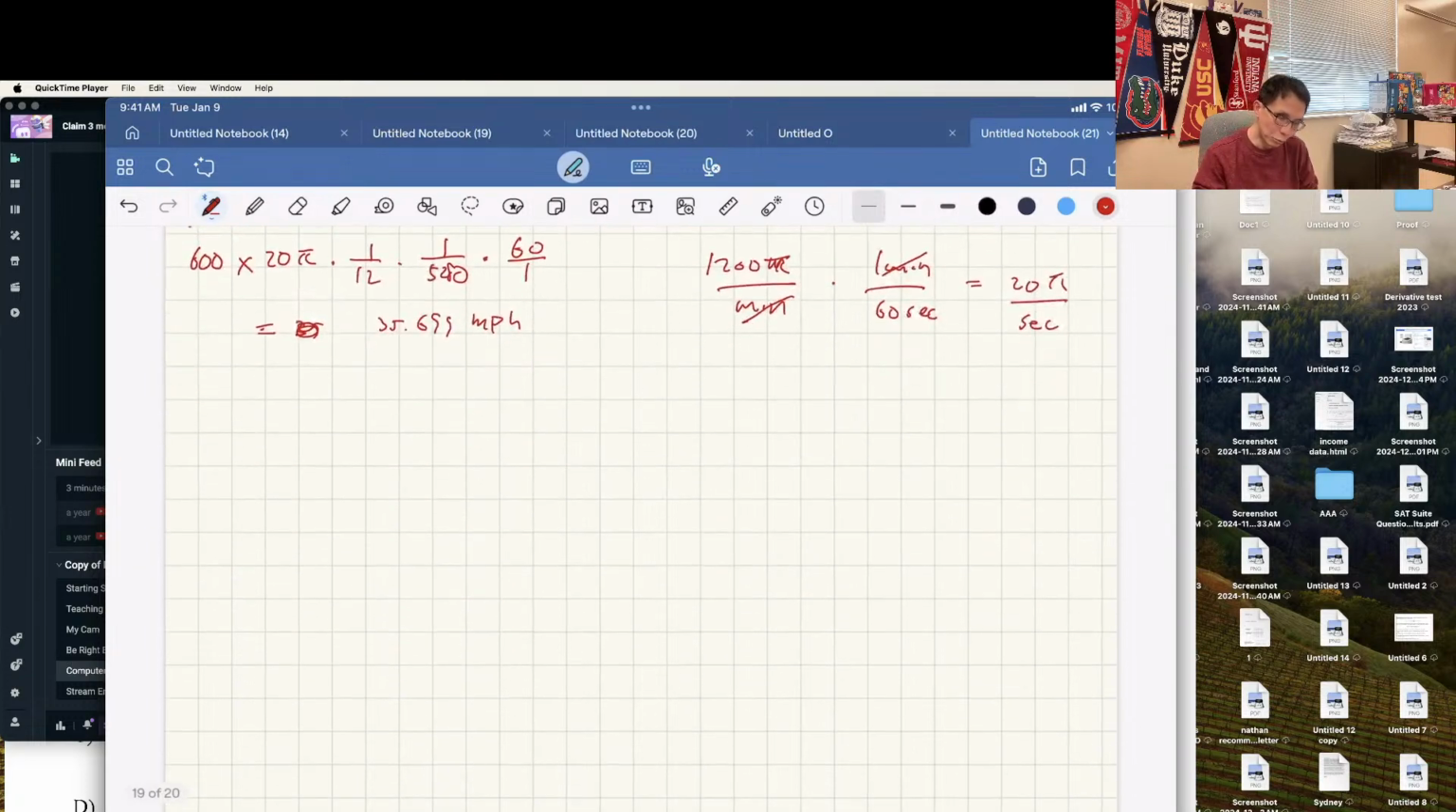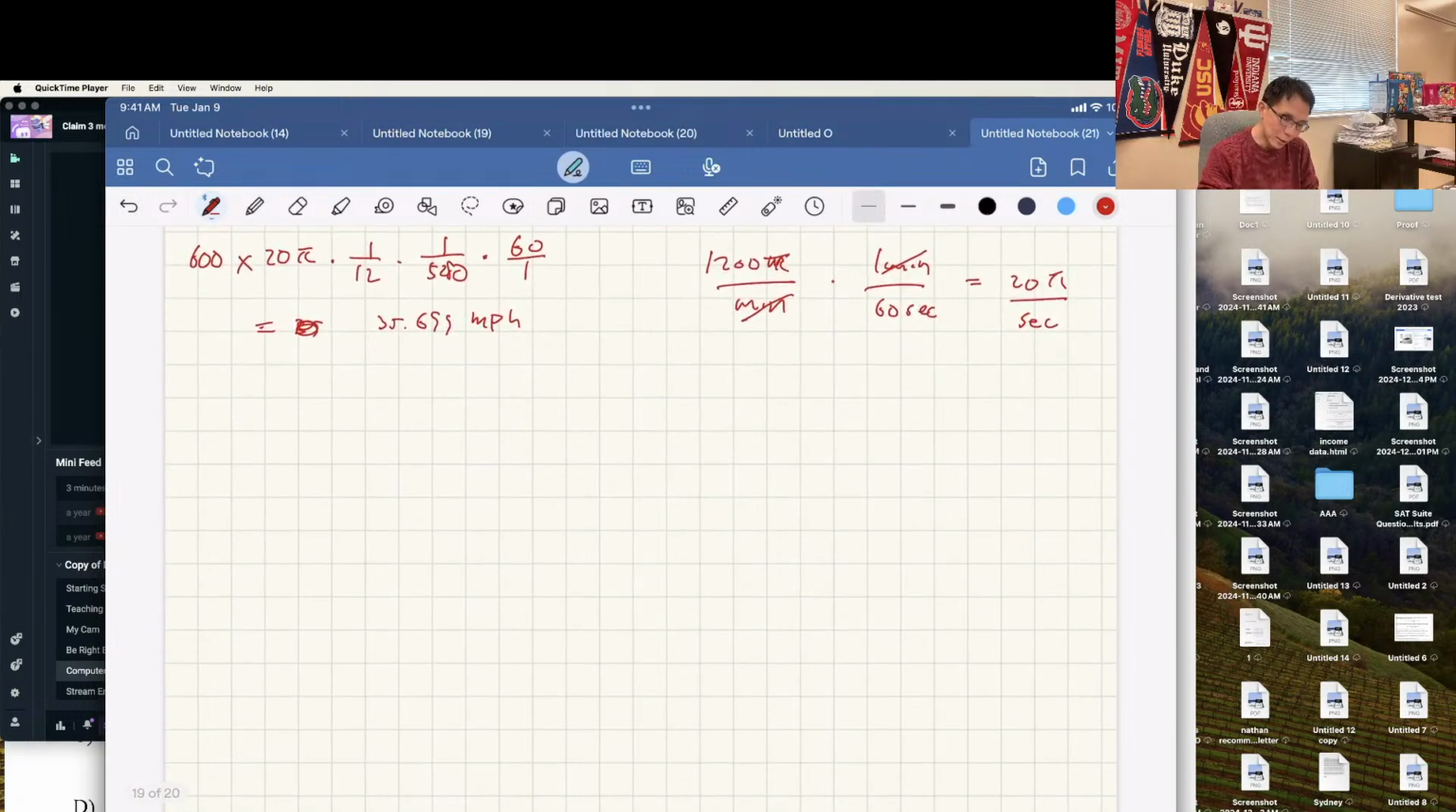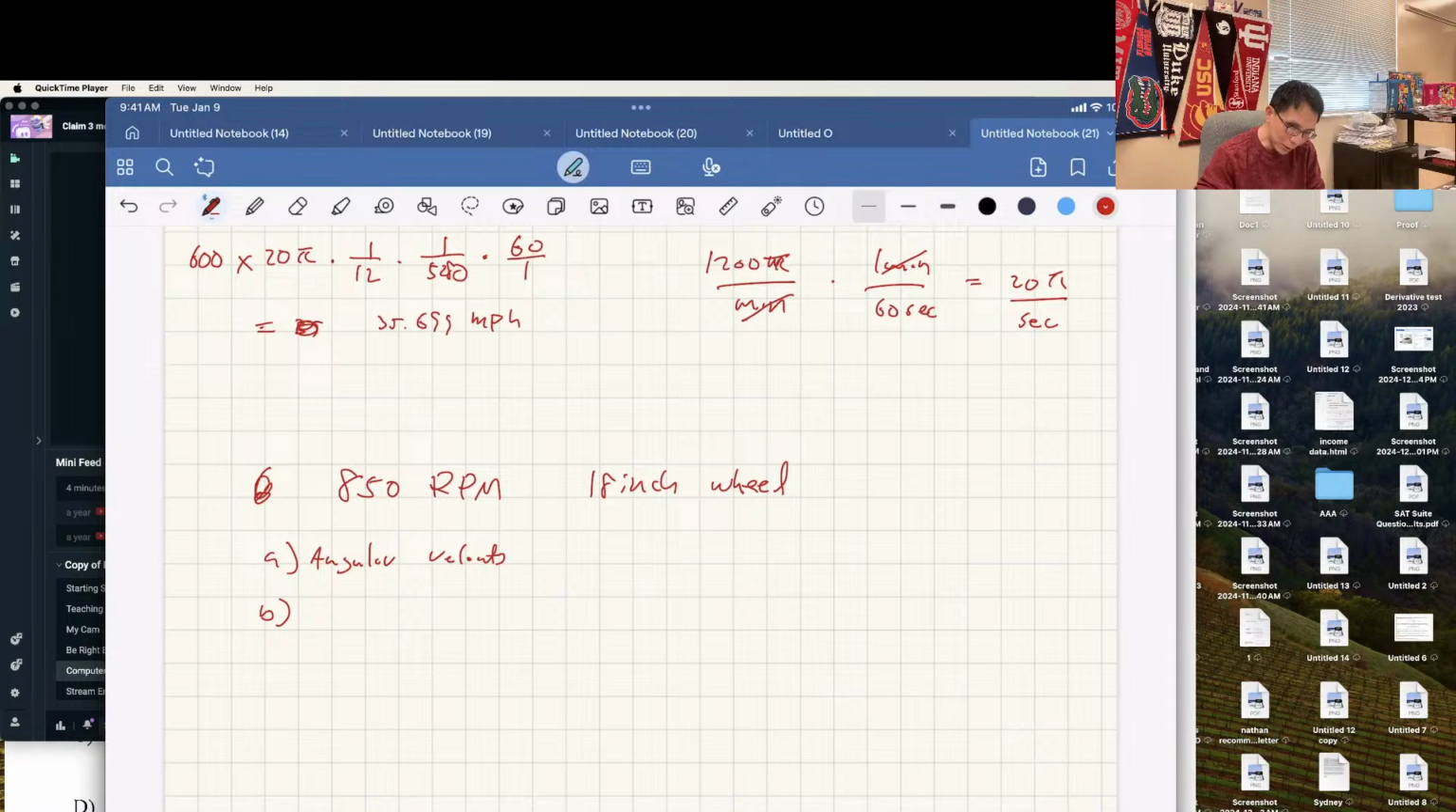Okay, so what if I just ask you to practice? What will be the 850 revolutions per minute? And you've got, I don't know, an 18-inch wheel. First, I want you to find angular speed. Second, I want you to find linear velocity. And this is the diameter, yes.